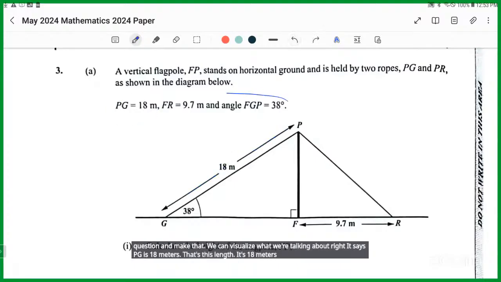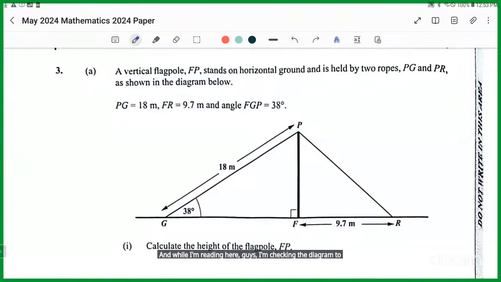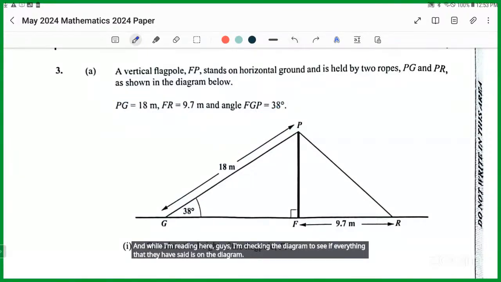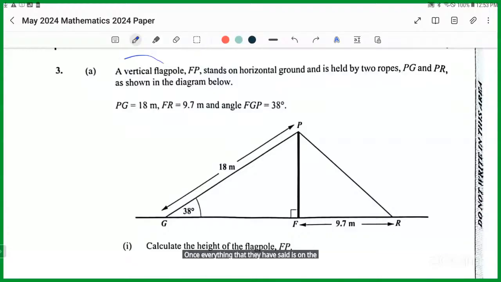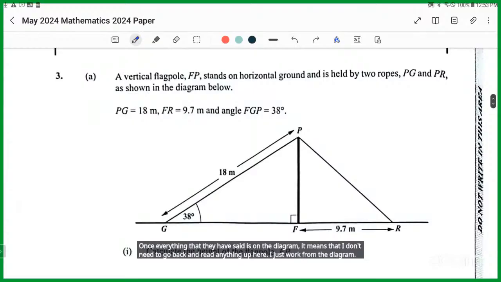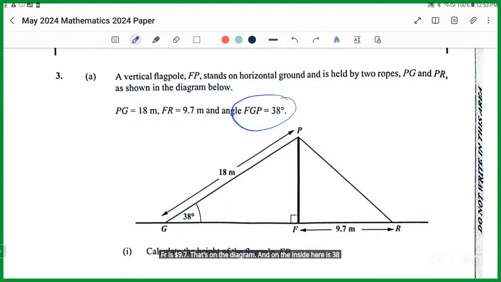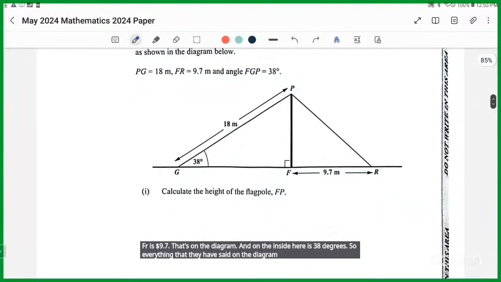And while I'm reading here, guys, I'm checking the diagram to see if everything that they have said is on the diagram. Once everything that they have said is on the diagram, it means that I don't need to go back and read anything up here. I just work from the diagram, right? FR is 9.7 down here, that's on the diagram. And the angle inside here is 38 degrees. So everything that they have said is on the diagram, so I can just work from the diagram now.